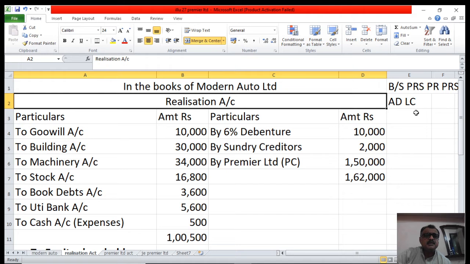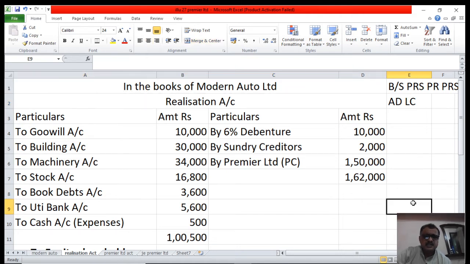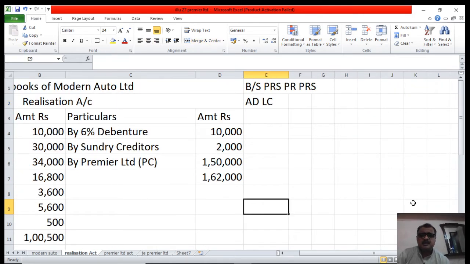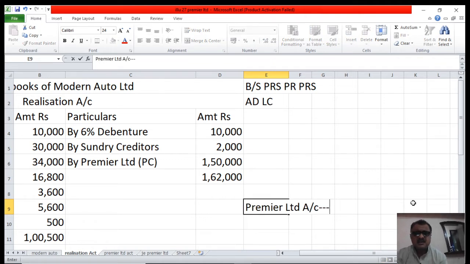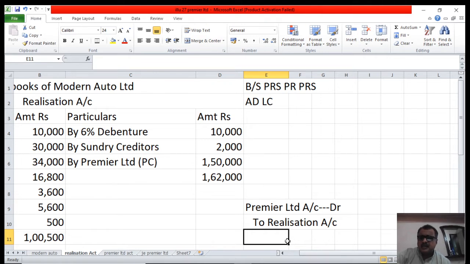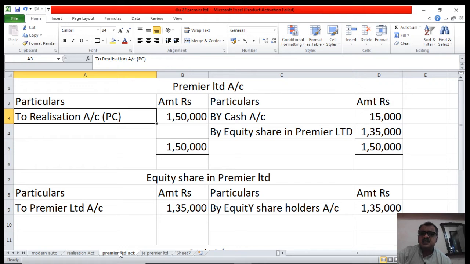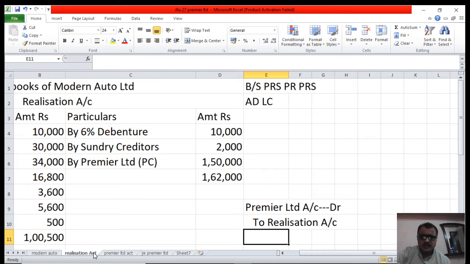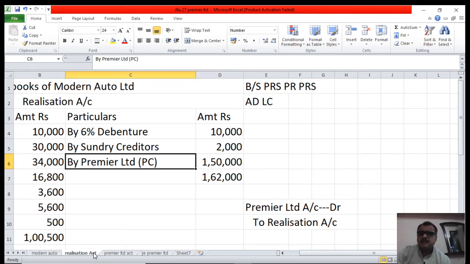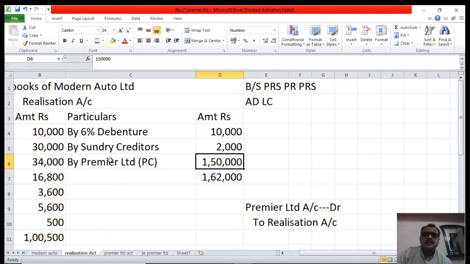P stands for purchase consideration due. Now purchase consideration is due from the purchasing company. So the entry will be Premier Limited account debit to realization account. So in Premier Limited account debit side, we will write to realization, that is purchase consideration. We had already calculated 1,50,000. So here it is to realization. So in realization, it will be by Premier Limited 1,50,000. So this completes my P, that is purchase consideration due.